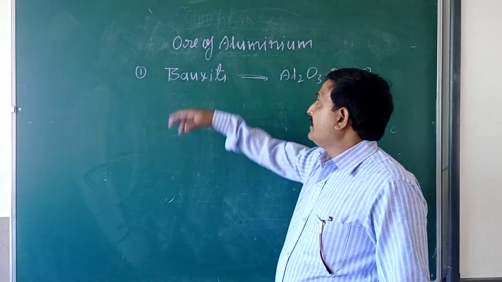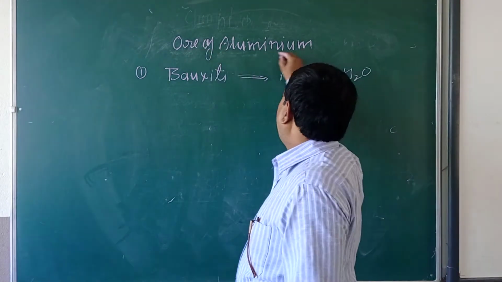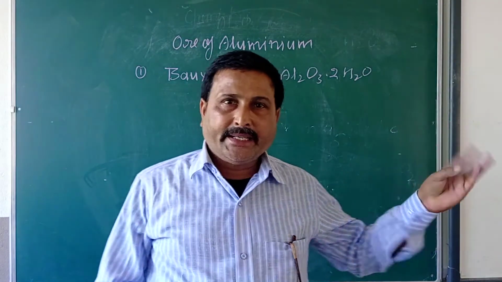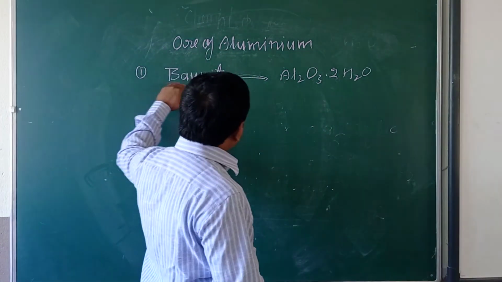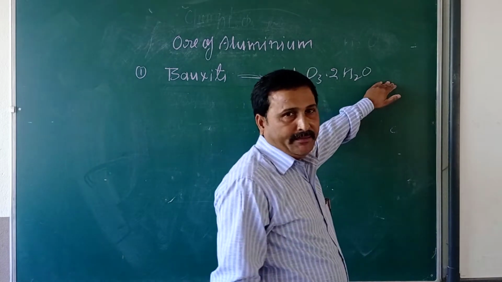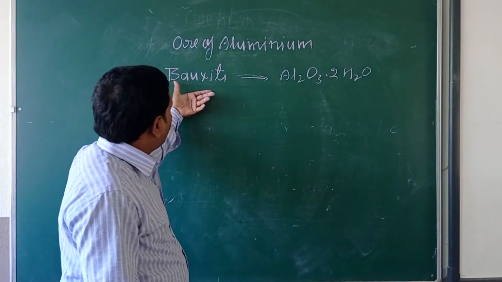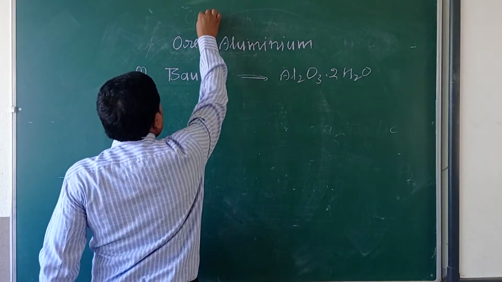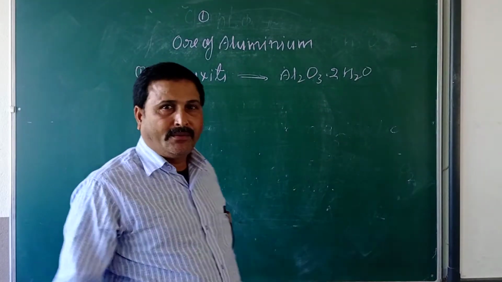See that in the metallurgy chapter, the ores of aluminium I have already given in the previous video: bauxite, cryolite, corundum. But bauxite is the main ore of aluminium. First method: suppose you got the bauxite. The first step is crushing and grinding. You crush this ore and convert it to powder form.